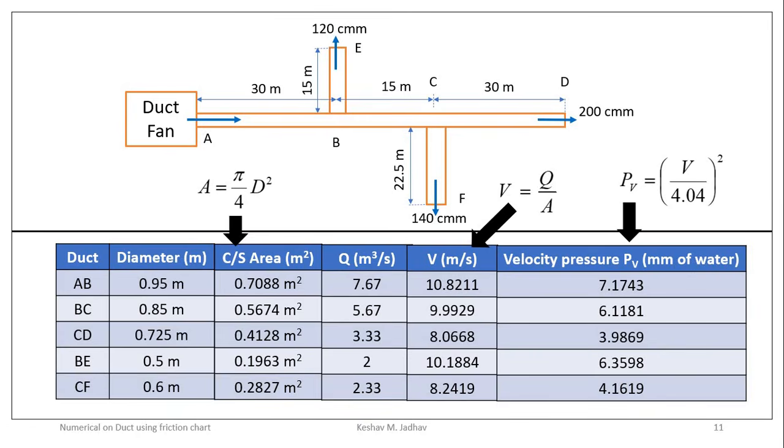So we have the formula PV is equal to (V divided by 4.04) whole square. Here in this formula, V should be in meter per second. If V is given in meter per minute, then in the denominator it is 4.04 into 60. So here, as we have calculated velocity in meter per second, we will use (V divided by 4.04) whole square. So by putting the value of velocity, we can calculate velocity pressure PV for each section of the duct. Thank you.